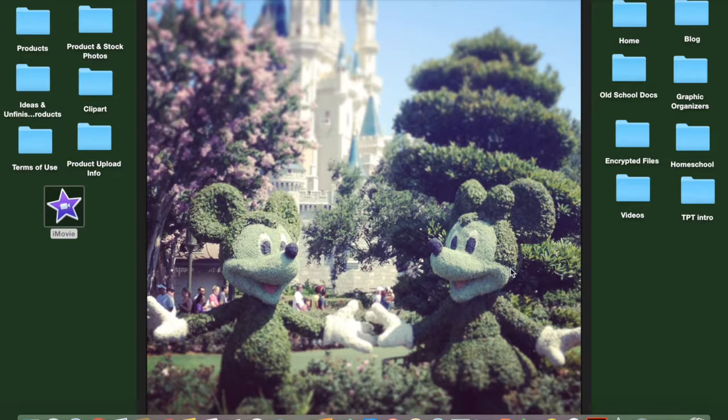And I just love Disney, so I have my Mickey and Minnie Mouse in the background.